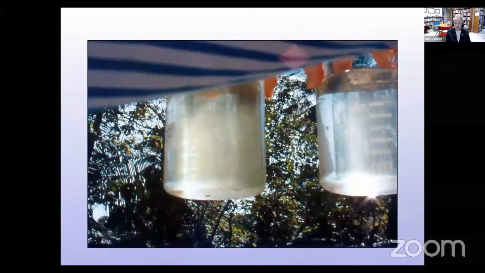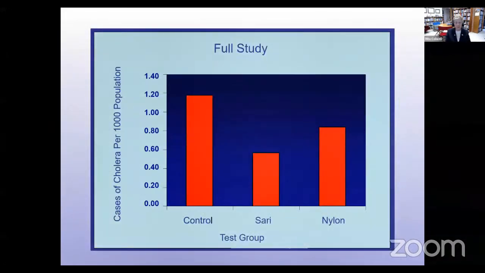The water to the right is clear. That is after filtration with sari cloth. And the water on the left is turbid with things swimming in it, which we took no convincing for the women to understand that that really wasn't good for their children, especially babies, to drink.